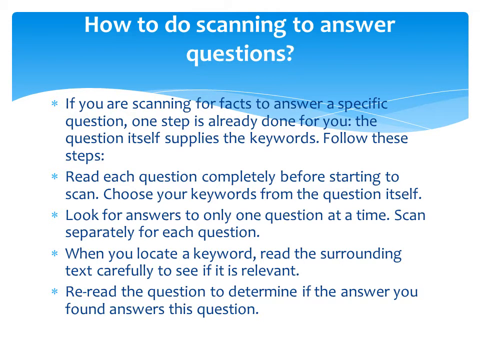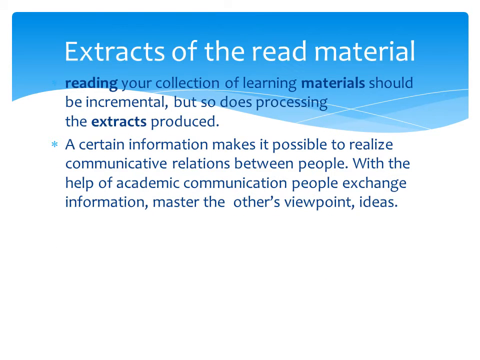How to do scanning to answer questions? If you are scanning for facts to answer a specific question, one step is already done for you. The question itself supplies the keywords. Follow these steps. Read each question completely before starting to scan. Choose your keywords from the question itself. Look for answers to only one question at a time. Scan separately for each question, and when you locate a keyword, read the surrounding text carefully to see if it is relevant. Reread the question to determine if the answer you found answers this question.